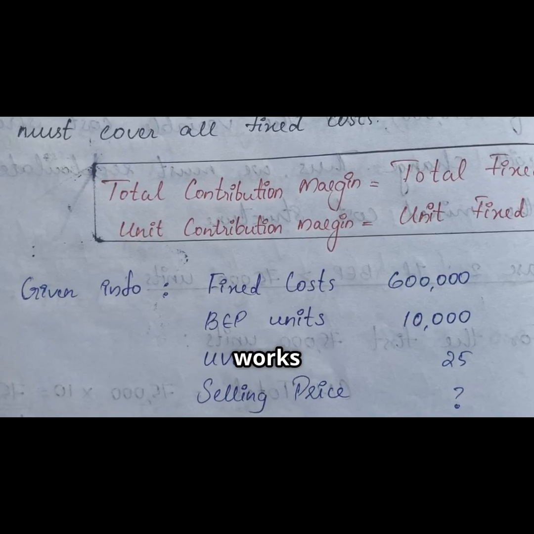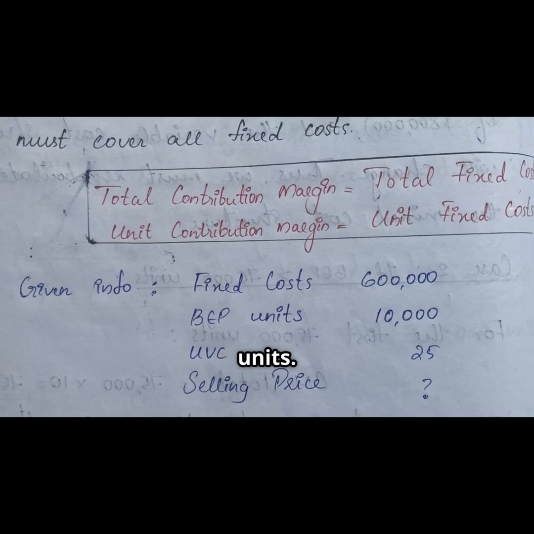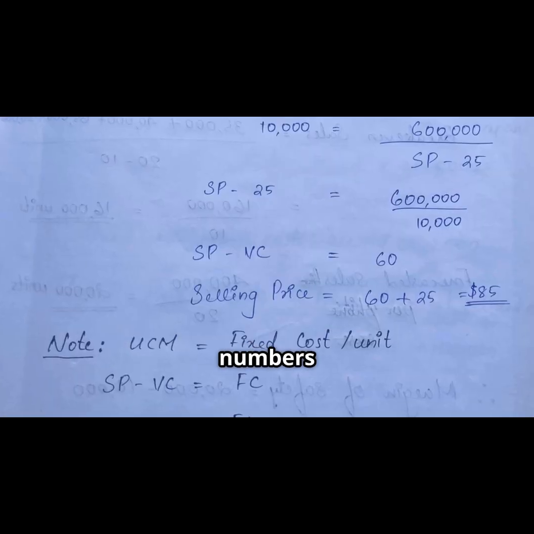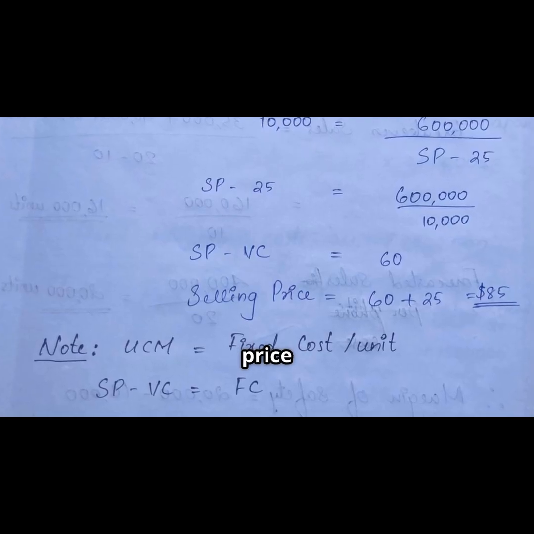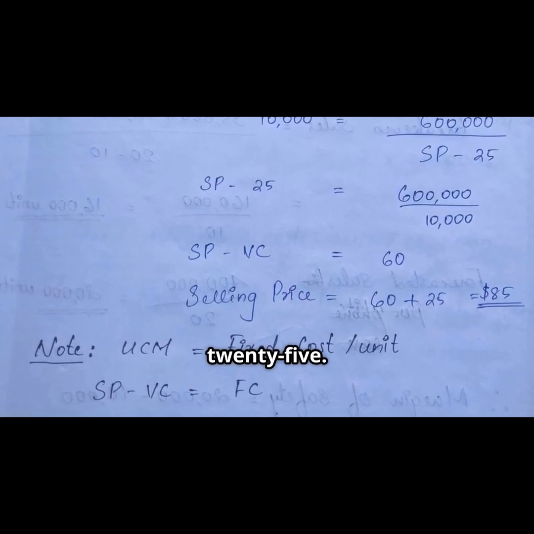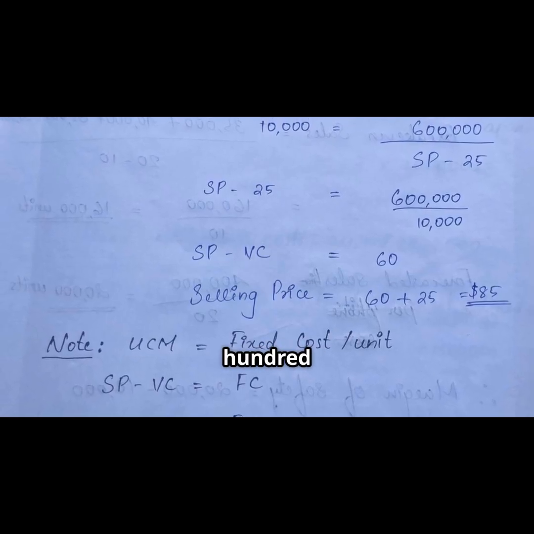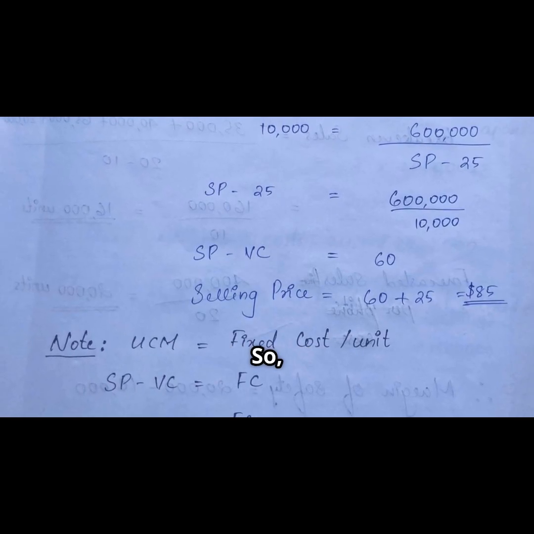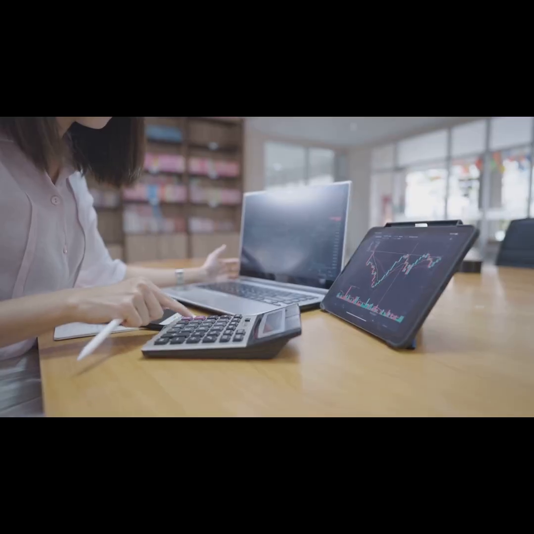Here's how the calculation works. First, you determine the break-even units, which is 10,000 units. Next, you plug these numbers into the formula: 10,000 equals 600,000 divided by the selling price minus 25. Simplifying further, the selling price minus 25 equals 600,000 divided by 10,000. So, selling price minus variable cost equals $60.